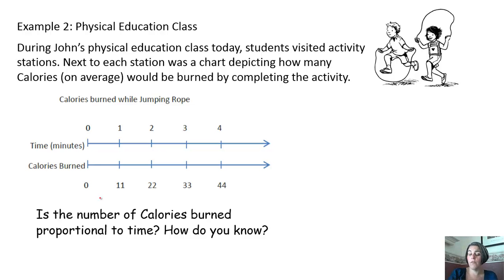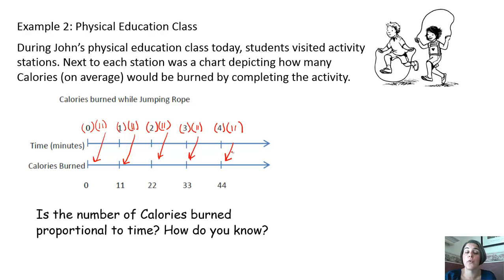Okay, hopefully you tried the problem on your own. I want to take a look, and what it means to be proportional is that I'm going to be able to find some constant, some number, that if I multiply each of my times by that value, I'm going to get the corresponding calories burned. So I have to say, 1 times what is 11? Well, 1 times 11 is 11. So now I have a value to try. Well, what's 0 times 11? Hey, 0 times 11 is 0. What's 2 times 11? 2 times 11 is 22, 3 times 11 is 33, and 4 times 11 is 44.